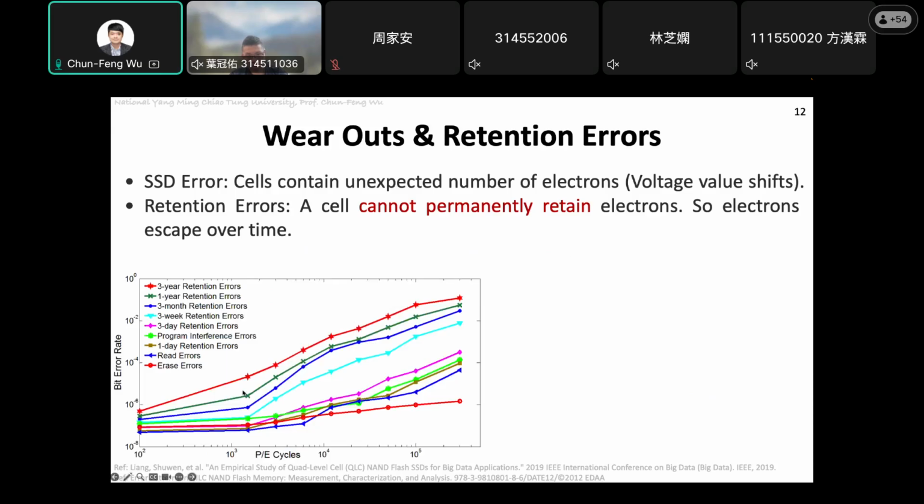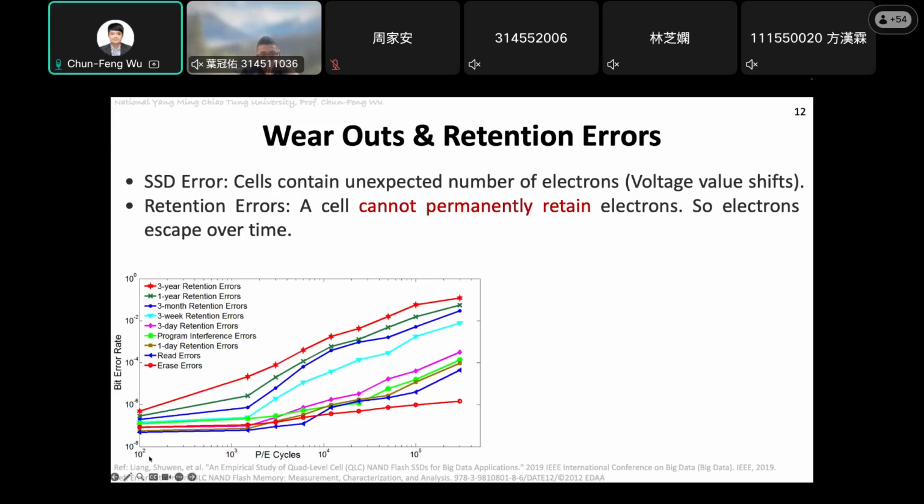Okay, and this figure is going to tell you how serious the retention error is. So the x-axis there is the PE cycle. PE cycle means program and erase cycle, which means how many times we program the whole SSD and then erase it. When you program the whole SSD and you erase it, the PE cycle counts 1. So usually PE cycle is for the whole SSD, not for only one patch.